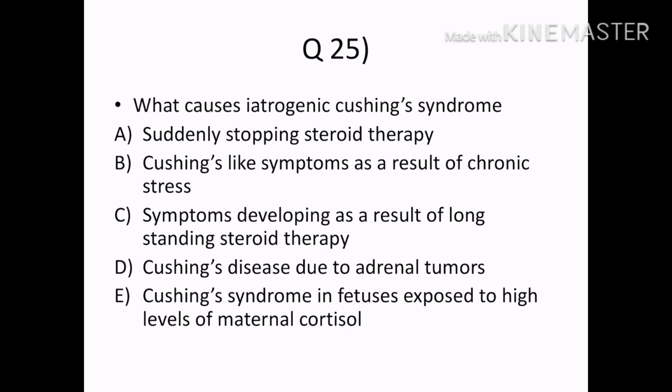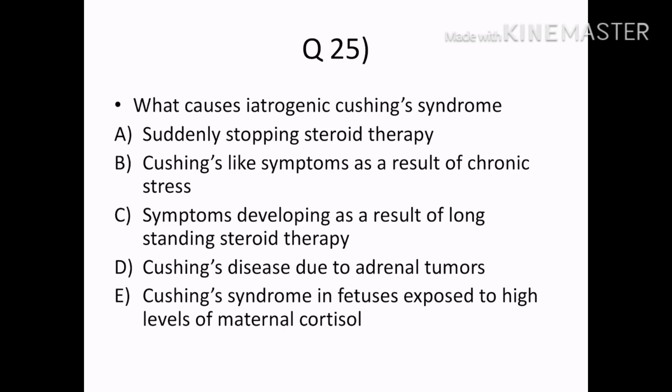Question number 25. What causes iatrogenic Cushing syndrome? A. Suddenly stopping steroid therapy. B. Cushing's-like symptoms as a result of chronic stress. C. Symptoms developing as a result of long-standing steroid therapy. D. Cushing's disease due to adrenal tumors. E. Cushing syndrome in fetuses exposed to high levels of maternal cortisol.